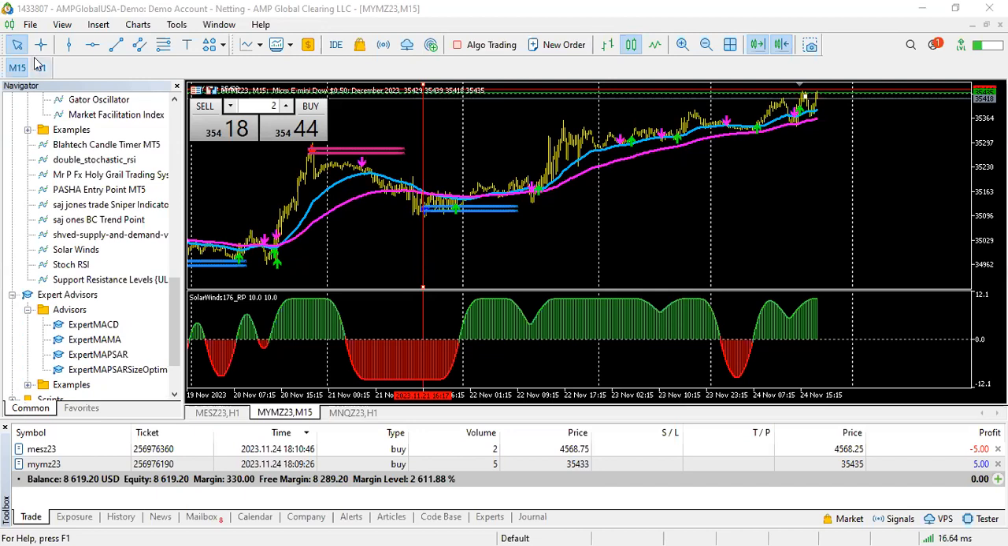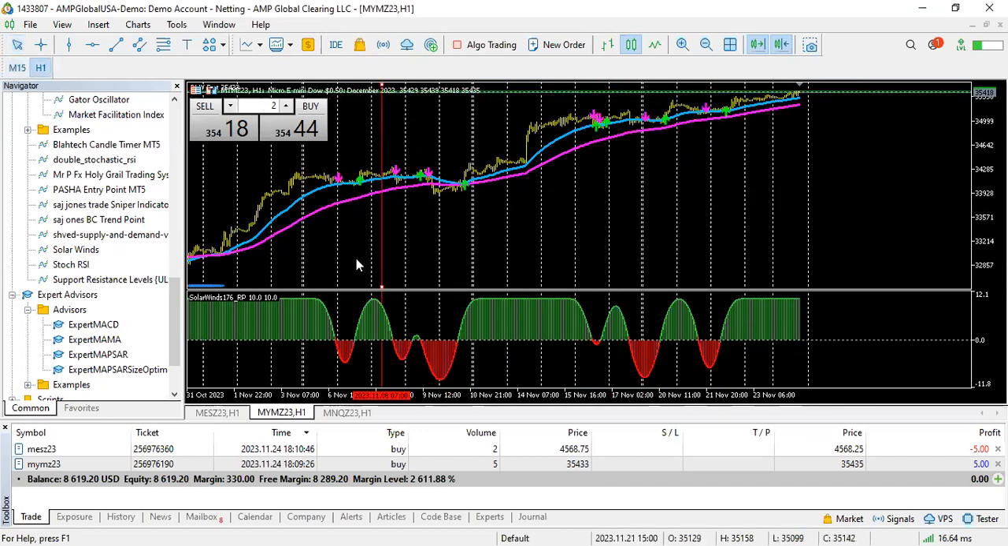I go to my hour time frame. I clarify that the market's going up. I got arrows on my BC trend point arrows here, letting me know that the market's up, right? So going up, and you want to enter trades when all the arrows, when everything's doing the exact same thing.